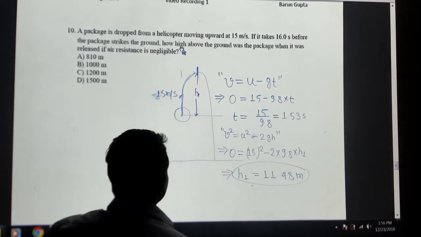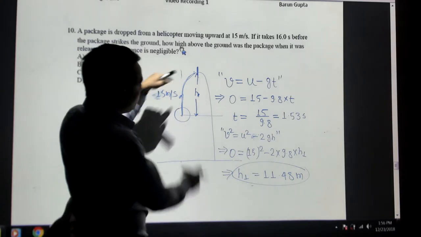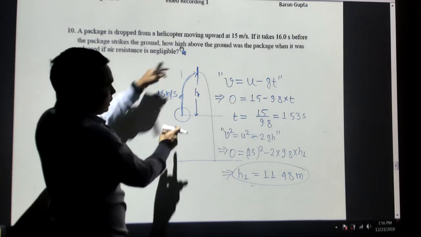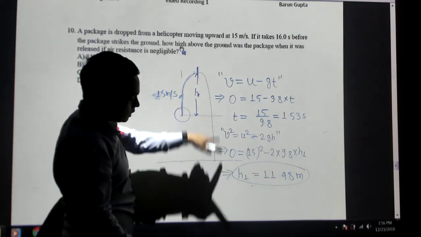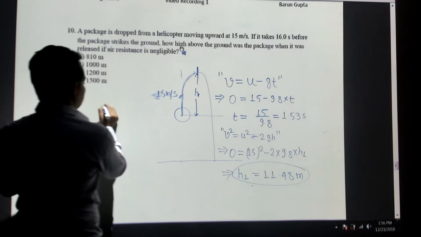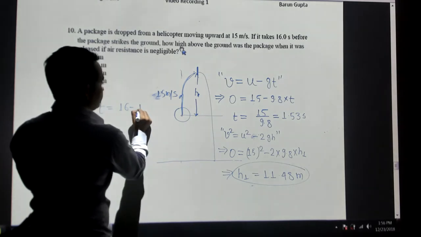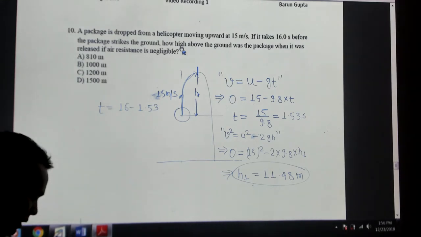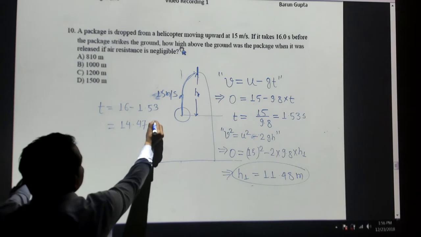Now I'm going to find out this height here. You see the total time from this point is 16 seconds, and we already found the time it takes to reach the top. So how long does it take from the top to come to the ground? This time would be 16 seconds minus 1.53 seconds. 16 minus 1.53 is 14.47. So this time is 14.47 seconds.